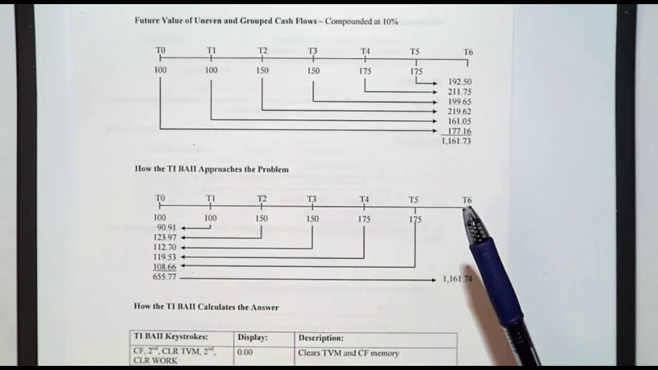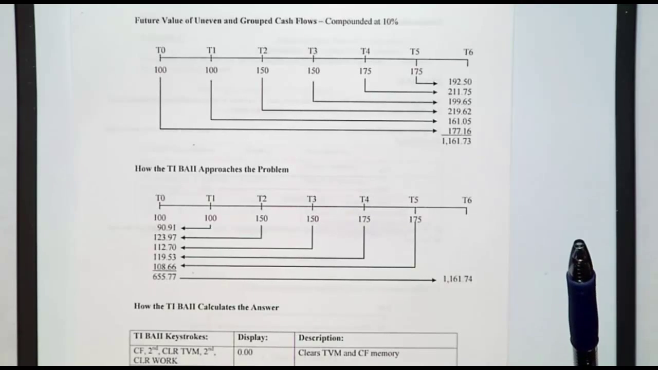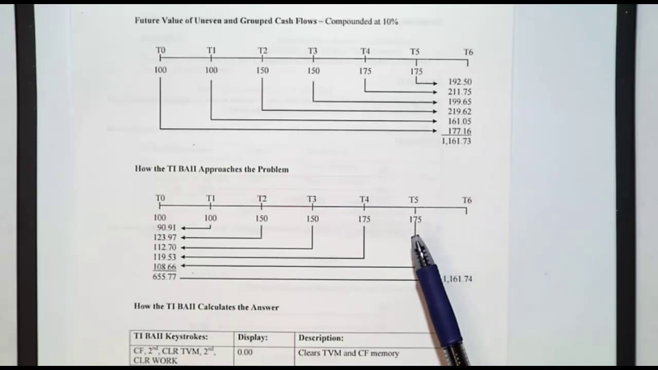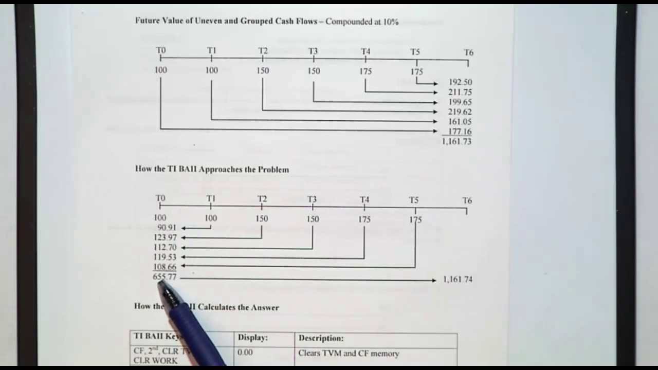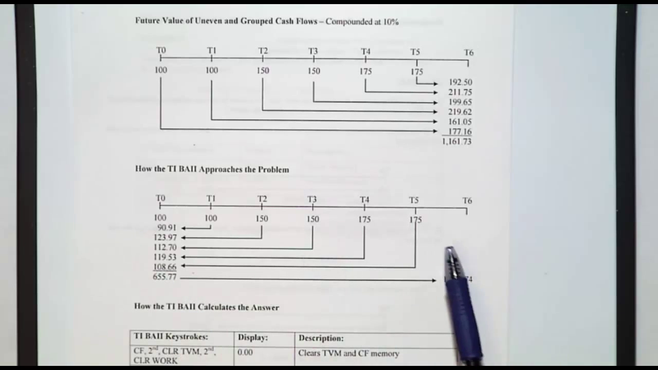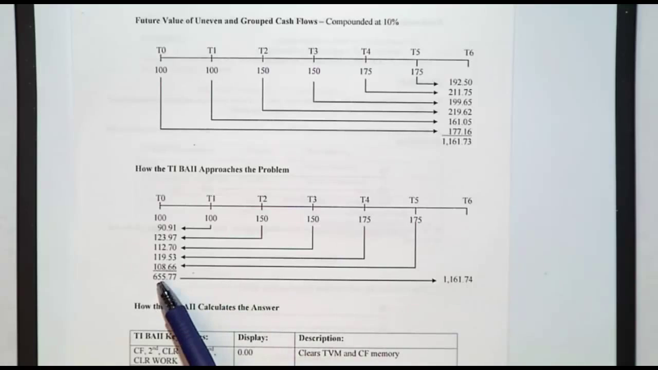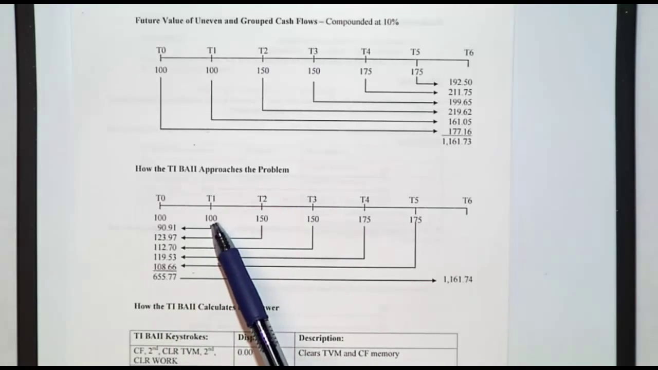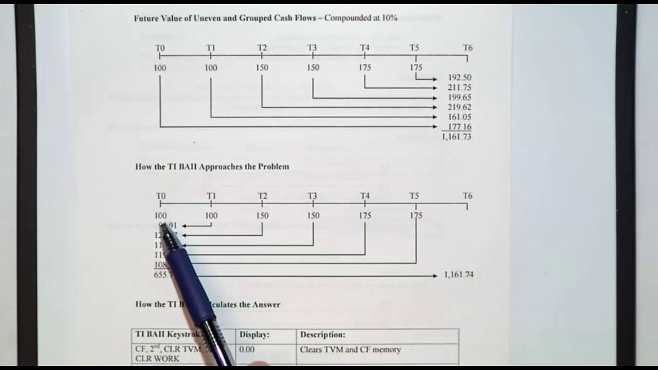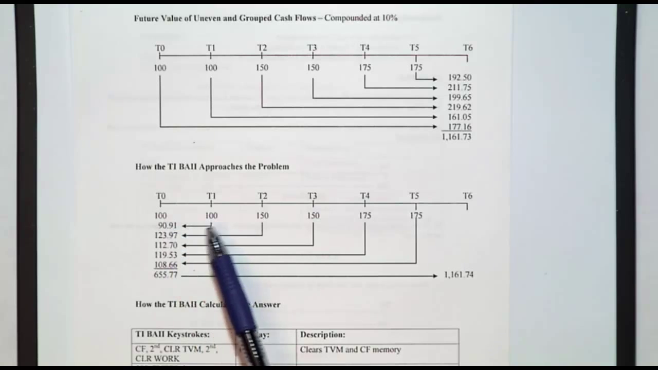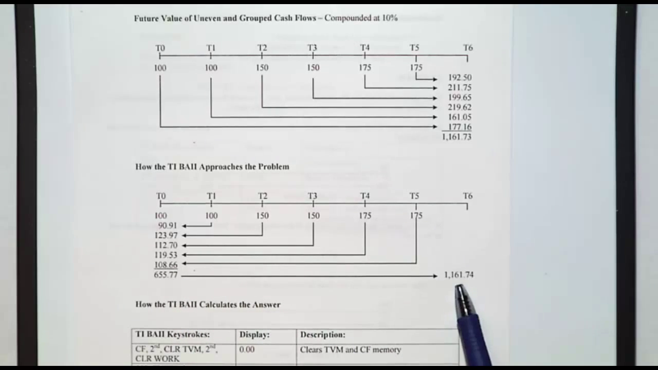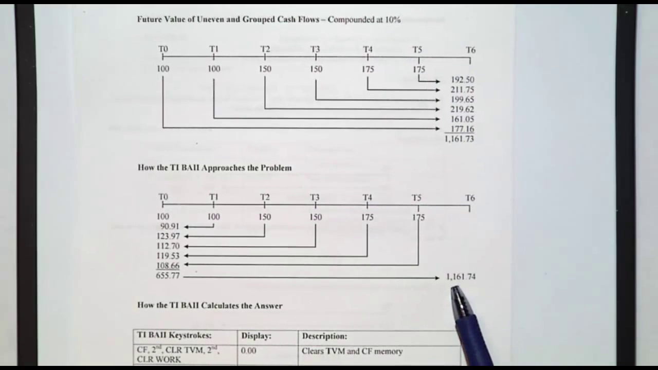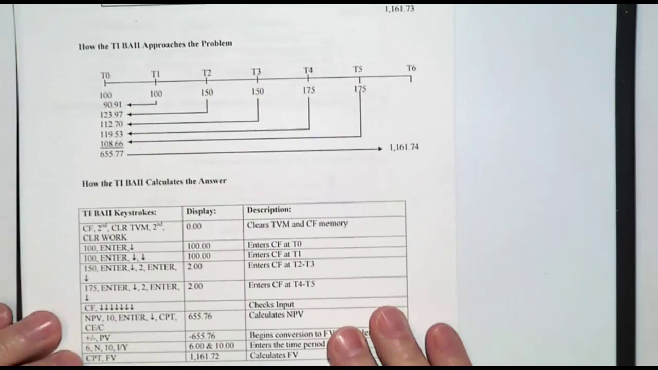Now, the TI-BA2 Plus can solve this problem. It is a little bit complex. Basically, what it does is it says, first, calculate the present value of these cash flows, not the future value, but the present value, and see what it is. And then go forward from time 0 to time 6 to figure out what the future value is of this present value. Well, if we did that just by hand, this 100 would be worth 100 at time 0. This 100 would be worth 90.91, 123.97, 112.70, and so forth, for a total of 655.77. If we then counted that as a present value and took it forward at 6 periods, 10%, we would come up with 1161.74.